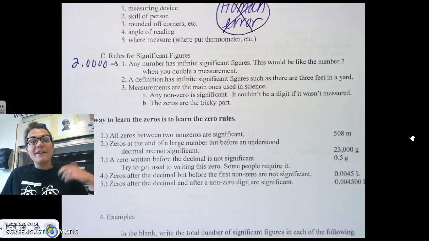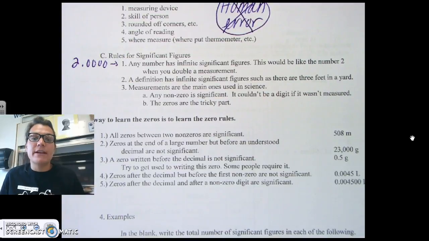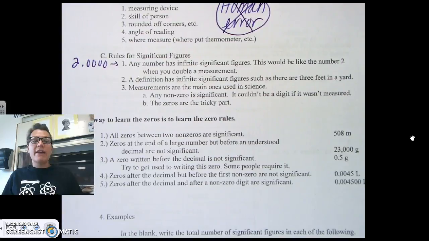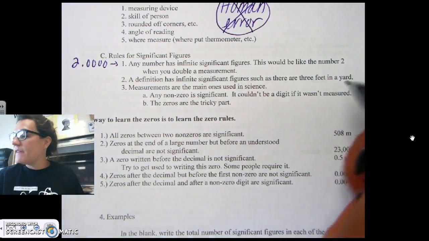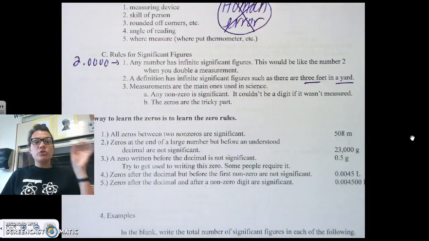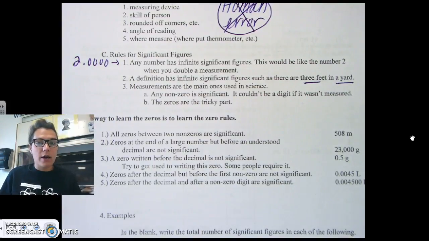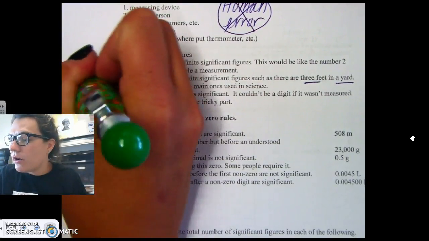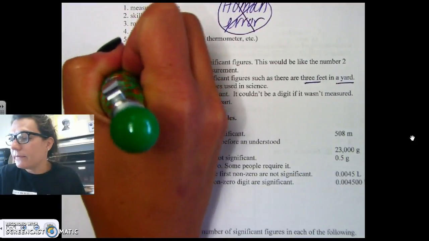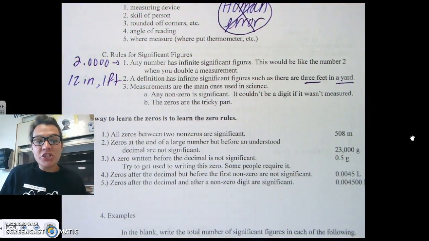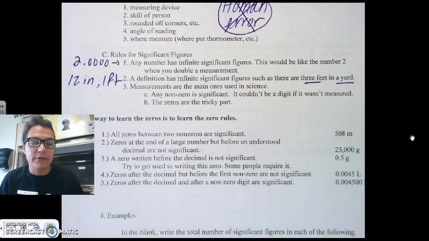Okay, a definition also has an infinite amount of significant figures. Meaning, if I say something like, there are 3 feet in a yard, okay, those 3 feet will be like 3.00000000 and on and on and on, like in my previous example, okay? Another example of this would be something like if I say there's 12 inches in 1 foot, okay? Those 12 inches have an infinite amount of significant figures. So any time that there's a definition of something, it'll be an infinite amount of significant figures.